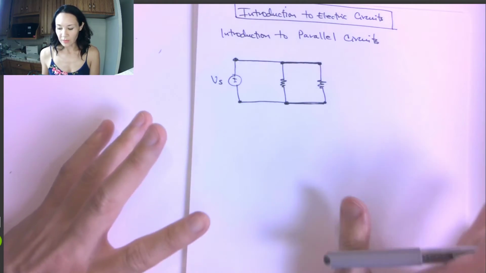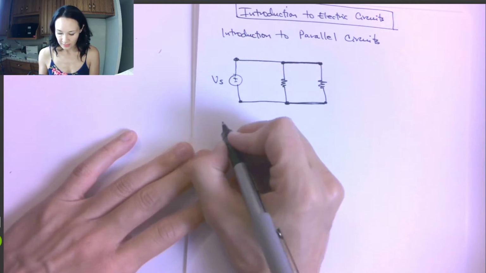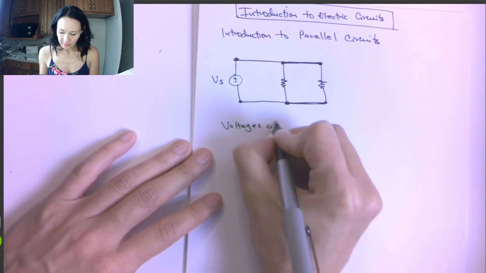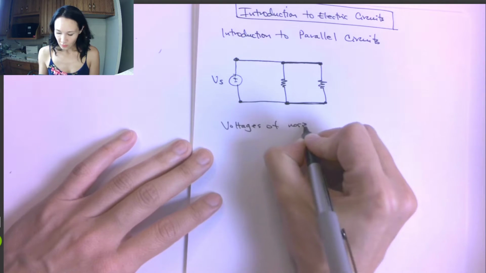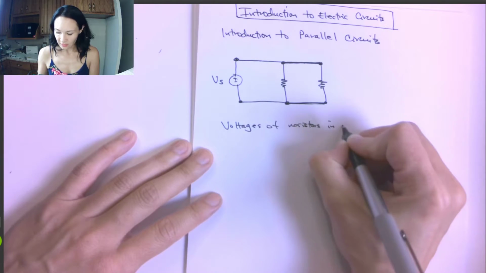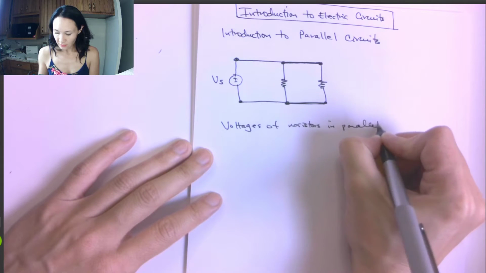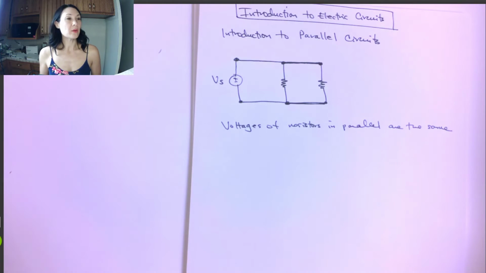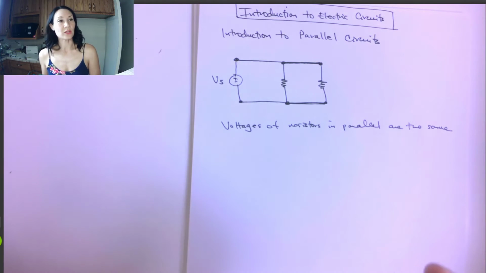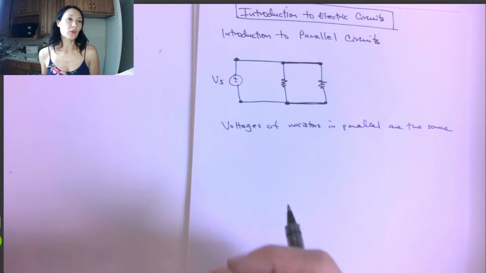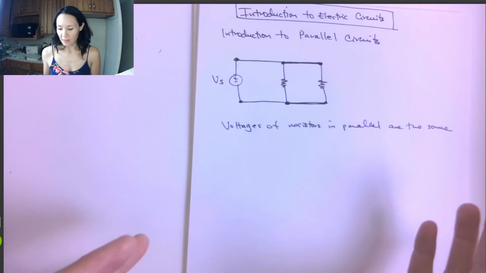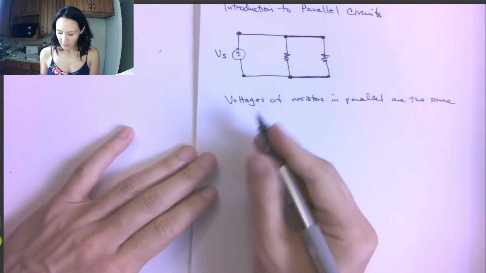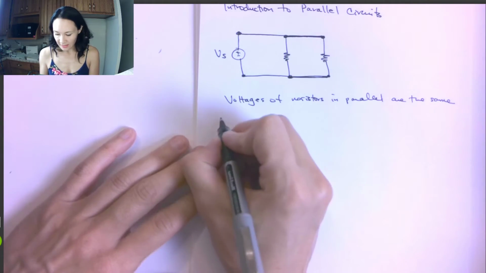So that's really the main idea about parallel circuits: voltages of resistors in parallel are the same. If you remember, the current in a series circuit is the same everywhere. The voltage in a parallel circuit is the same if we have resistors in parallel like this. So let me show you an example to illustrate that idea.